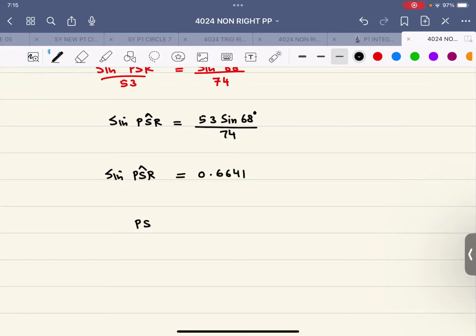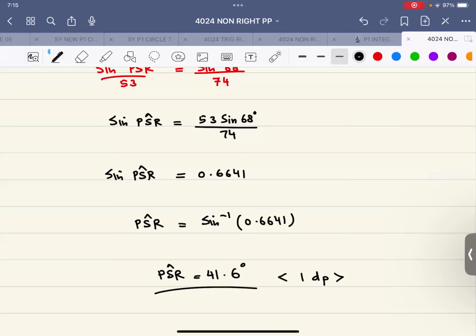Therefore, make PSR the subject. That is sine inverse of 0.6641. So shift and then sine. This comes out to be PSR is 41.61. So I'm giving the answer correct to 1 decimal place.